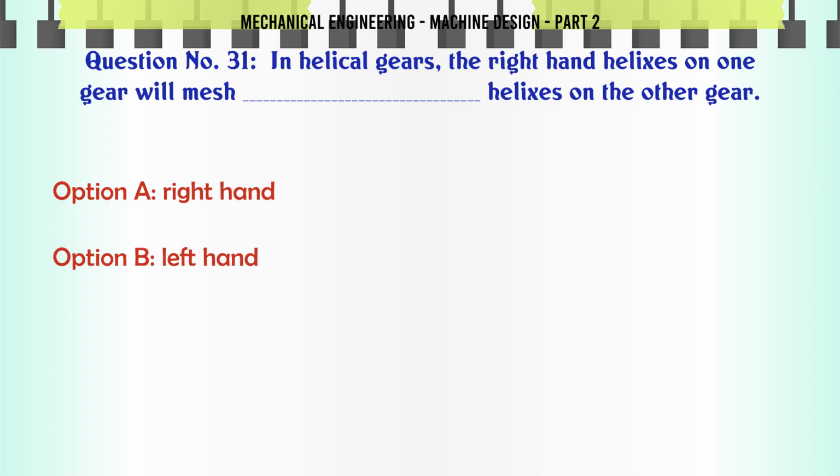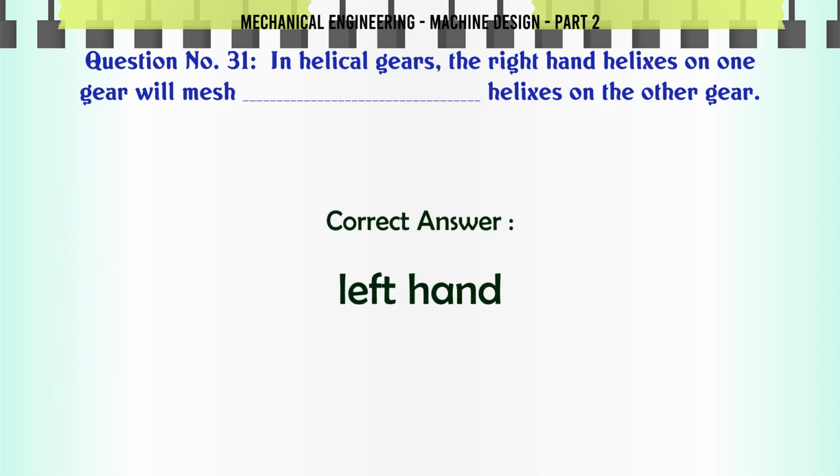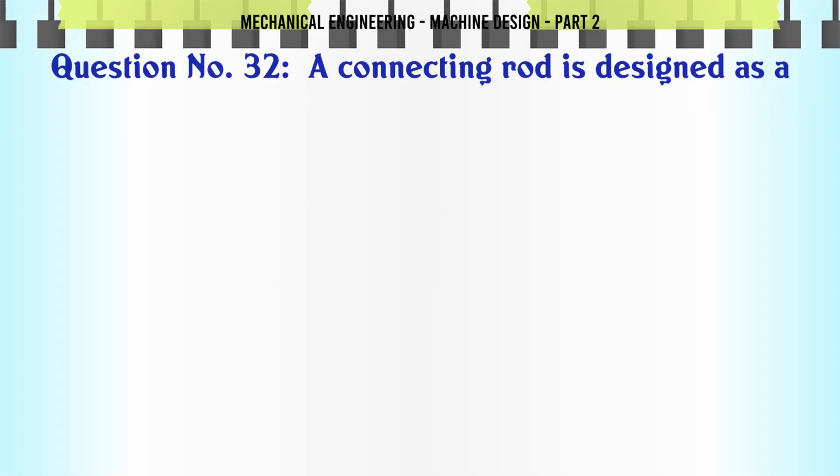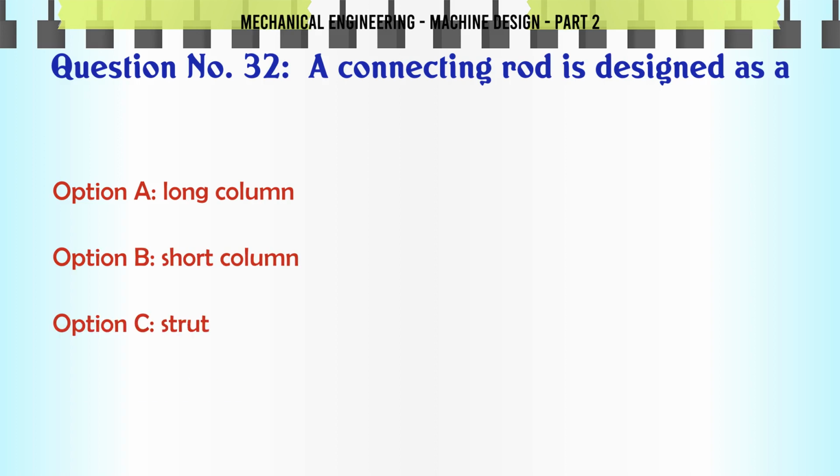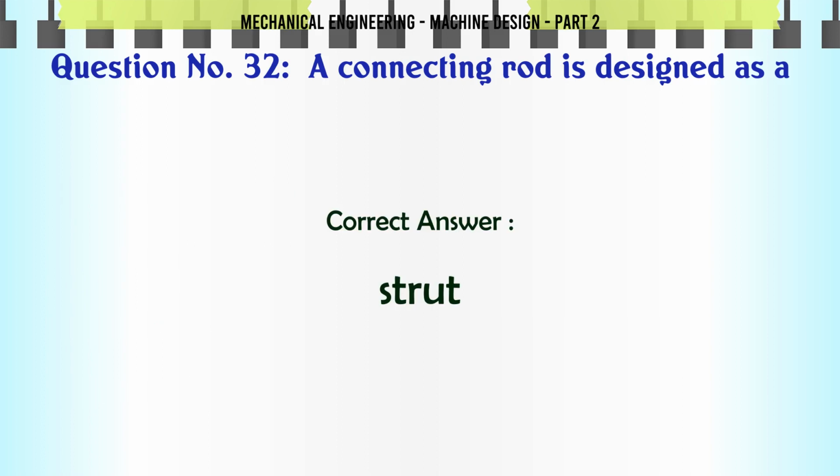In helical gears, the right-hand helixes on one gear will mesh with helixes on the other gear. A. Right hand. B. Left hand. The correct answer is left hand. A connecting rod is designed as A. Long column. B. Short column. C. Strut. D. All of these. The correct answer is strut.